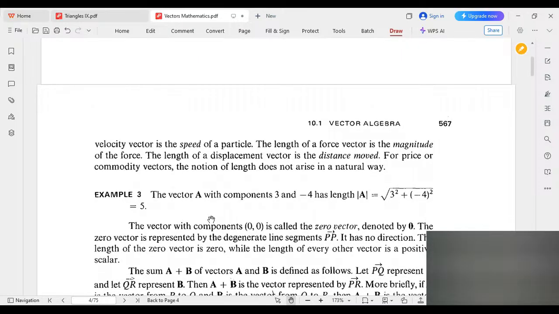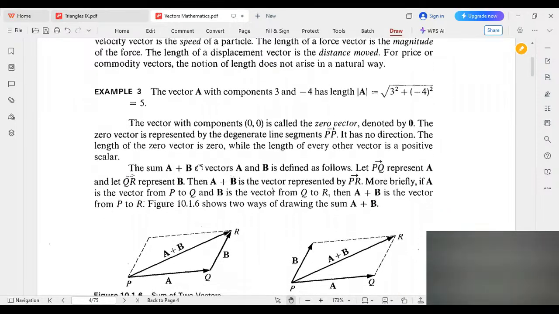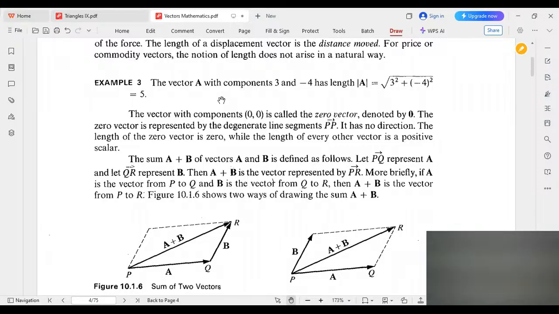Up here we are seeing that acceleration is not given. Let's see one example. The vector A with components 3, minus 4: the length of the vector A will be the square root of the square of 3 plus the square of minus 4. So the square of 3 is 9, and the square of minus 4 is 16. 9 plus 16 is equal to 25, and the square root of 25 is 5.